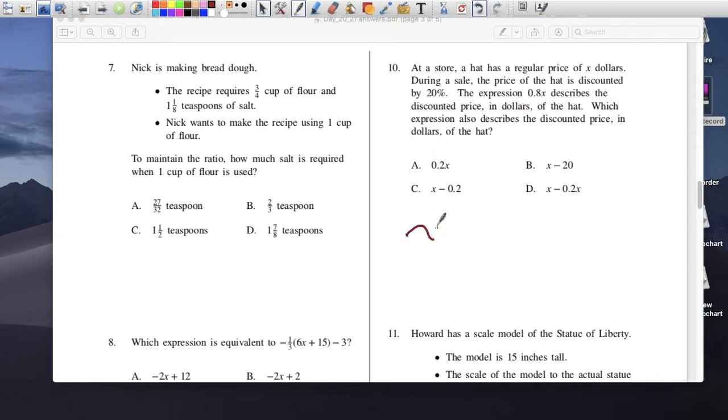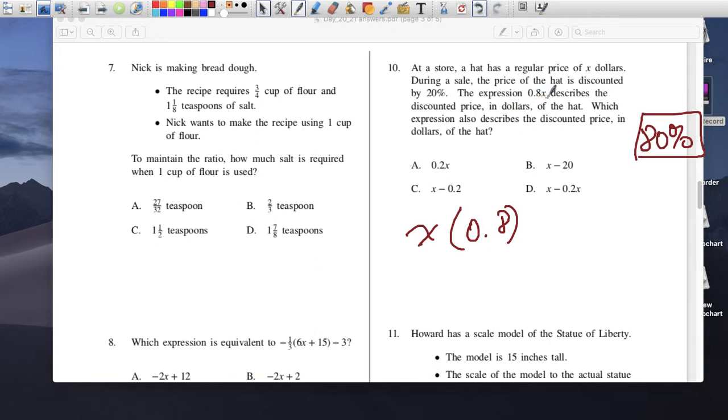So if this is the price of the hat, and you want to know how much you're going to pay, well, they're giving you a 20% discount. If they give you a 20% discount, that means you're going to pay for 80%, right? And we can multiply the original price of the hat times 80% to see what it's going to give us. So it's multiplied by 0.8. So that's the operation we would do to find the price after the discount.